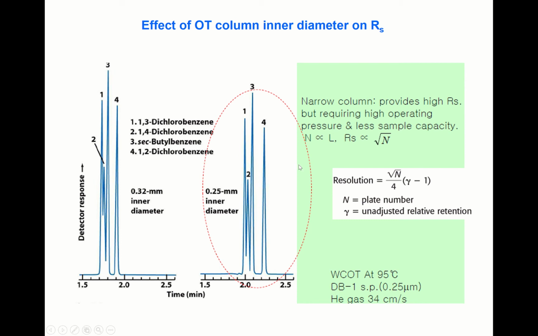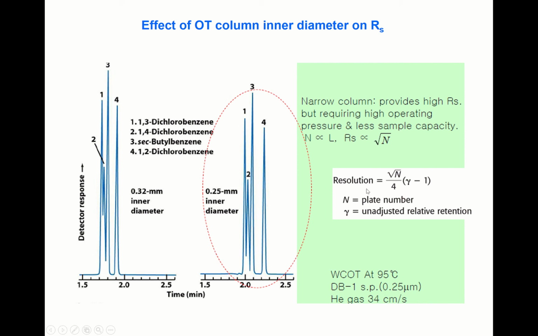So here, resolution is proportional to the length of the column, and length is proportional to the number of plates. So resolution is proportional to the square root of the number of plates. We already know this relationship from the previous chapter.